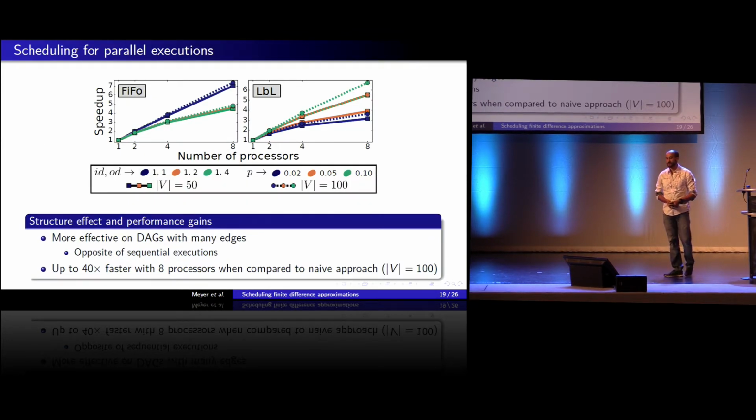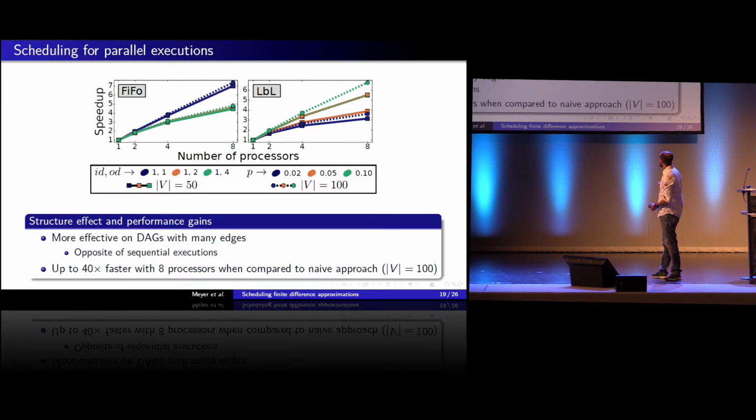For parallel execution, you can see on these graphs, on the y-axis, the speedup. On the x-axis, you have the number of processors used, from 1 to 8. The colors mean that the DAG structure is different, with different parameters for the graph generation method. The full lines are for graphs with 50 nodes, and the dotted lines are for graphs with 100 nodes. So you can see that depending on the structure, the scaling of this method is really different.